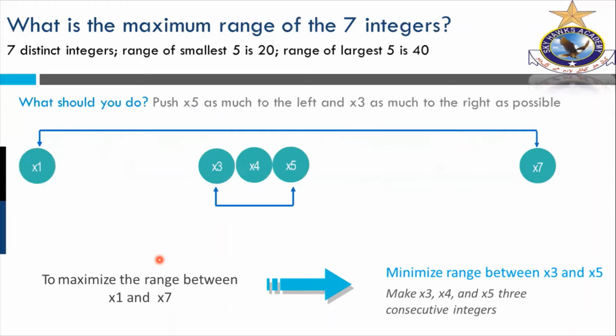Okay, let's see. So minimize the max, make x3, x4, x5 3 consecutive integers. So these are 3 consecutive integers. They are very important for our problem solving. They are coming together, they are close to each other. There's no way to put anything in between these 3 digits. Or x4 is exactly sandwiched between x3 and x5.